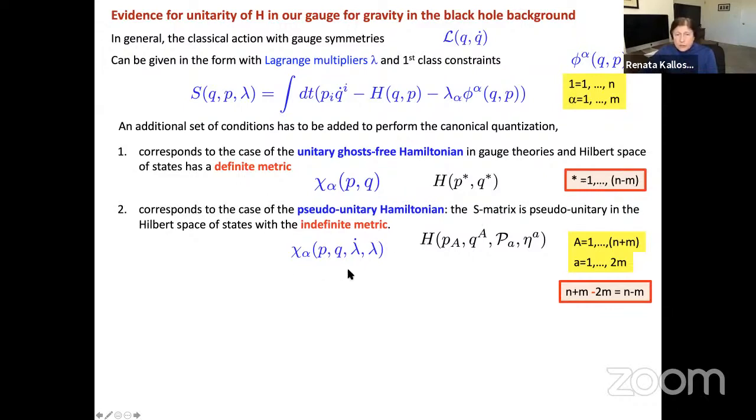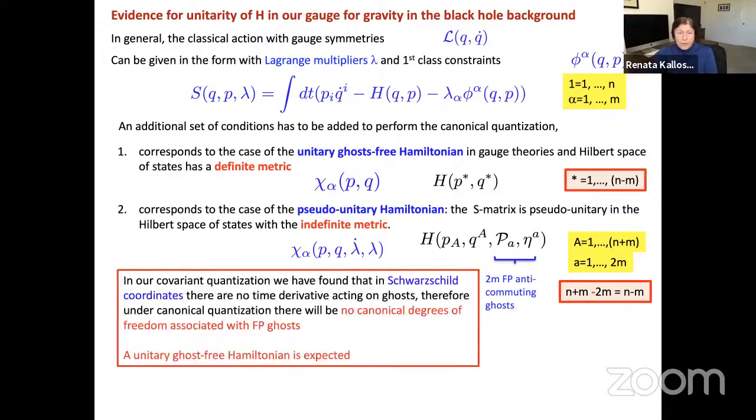Or the other choice is where the gauge fixing condition involves also the Lagrange multiplier and especially their time derivative. And in this choice, it is also known how to build the Hamiltonian, but it certainly contains degrees of freedom associated with ghosts, which are anti-commuting. Therefore, the observation is that in general, what we have found is that when we are in Schwarzschild coordinates, when there are no time derivatives acting on ghosts, the canonical quantization is expected to be without canonical degrees of freedom associated with ghosts, and therefore it is most likely that we will find a unitary ghost-free Hamiltonian.